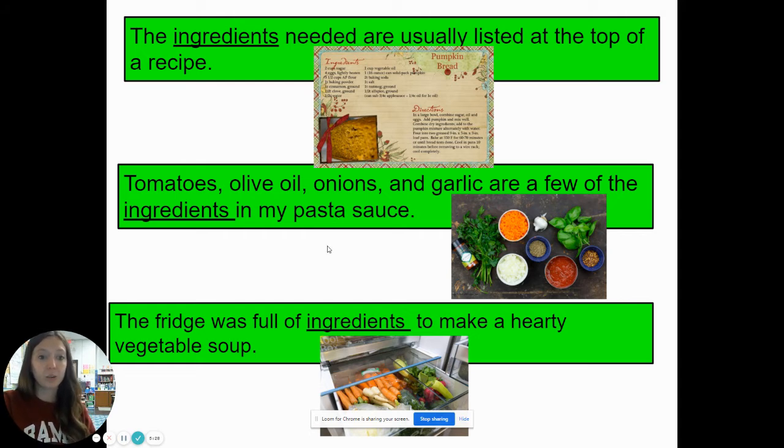Next sentence, tomatoes, olive oil, onions, and garlic are a few of the ingredients in my pasta sauce. So here we have a picture. And the last one, the fridge was full of ingredients to make a hearty vegetable soup. So hearty means that it would fill you up. So look at that drawer. There's lots and lots of vegetables in there that could be used in a soup.